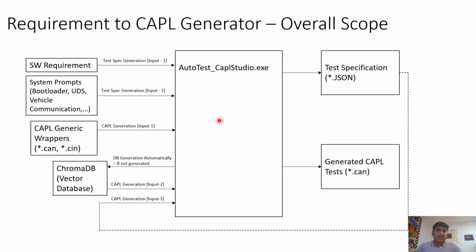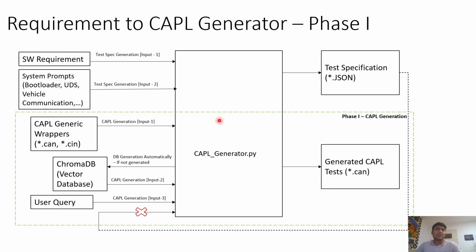So to make it work, I have divided this project into three phases. The first phase is to generate the CAPL code. For this, instead of taking the test specification as an input, I have provided a user query, and I have also written the CAPL generic functions. Using these two inputs, I will use a CAPL generator.py, which could generate the CAPL script. And I can just directly use it in Vector CANoe to compile it.